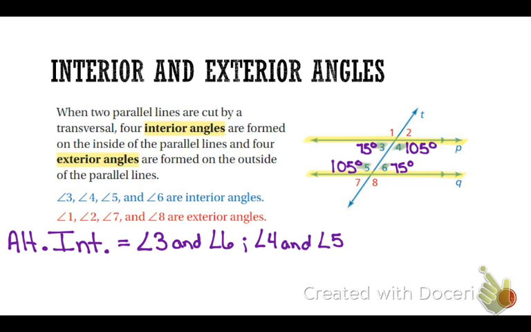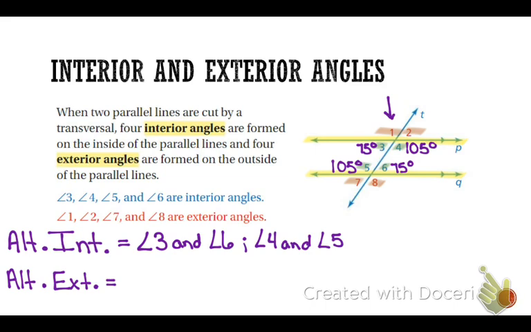The last thing we need to talk about is alternate exterior angles. So now instead of looking inside, we're going to look outside the parallel lines. Angles 1, 2, 7, and 8. But alternate still means the same thing: the other side of the transversal. Now, for the angles outside the parallel lines, let's start with angle 1.